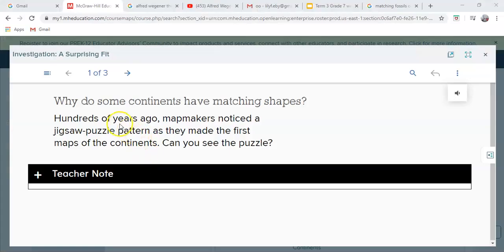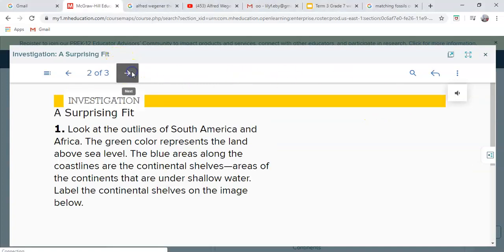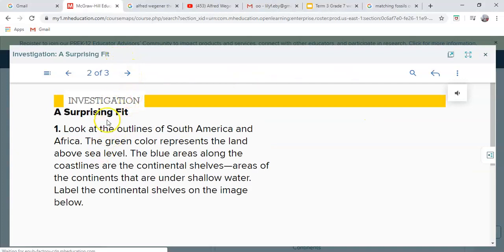So here we are in page 9. Hundreds of years ago, map makers noticed a jigsaw puzzle pattern as they made the first maps of the continents. Can you see the puzzle? We are talking about why some continents have matching shapes. We've looked at South America and Africa. Now look at the outlines of South America and Africa.